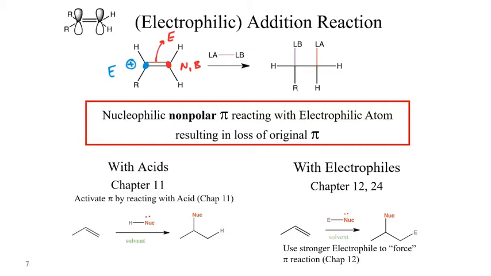Okay, and so when we look at the overarching reaction, it's showing Lewis acid and Lewis base. Why is it going with the Lewis definition and not, say, acid and base? Because we had that potential for our alkene to act as a nucleophile or a base.